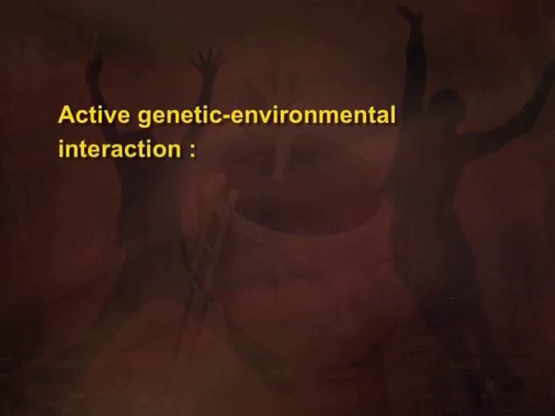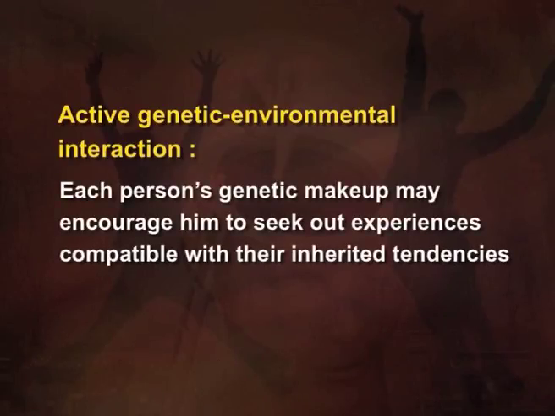Thirdly, the active genetic-environmental interaction says each person's genetic makeup may encourage them to seek out experiences compatible with their inherited tendencies. In a process called niche picking, people search for, select, or build environments compatible with their predispositions. If individuals are gregarious, they tend to seek out social activities.